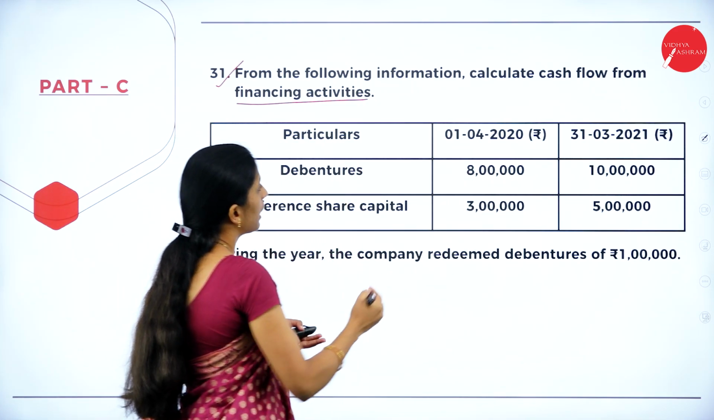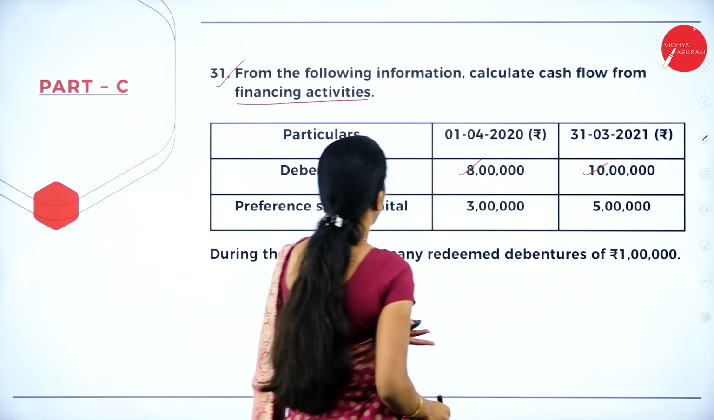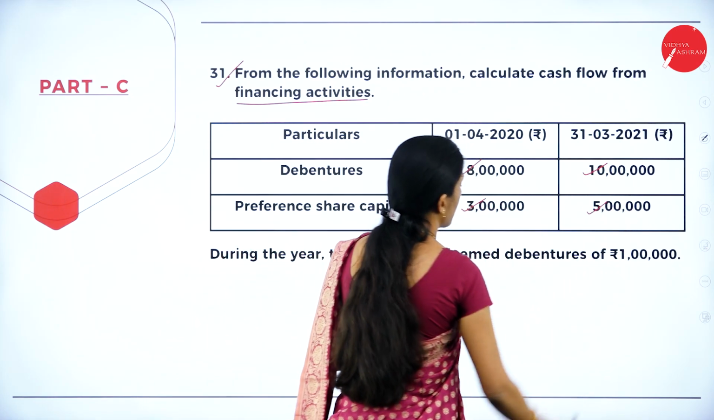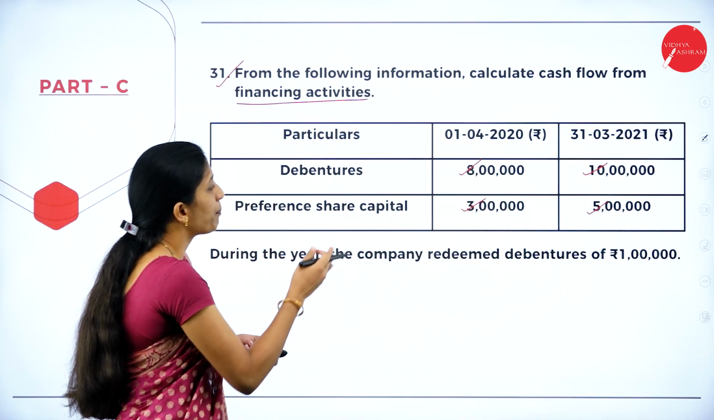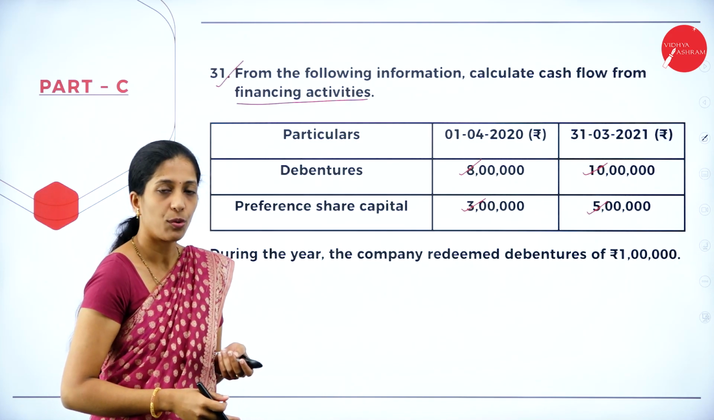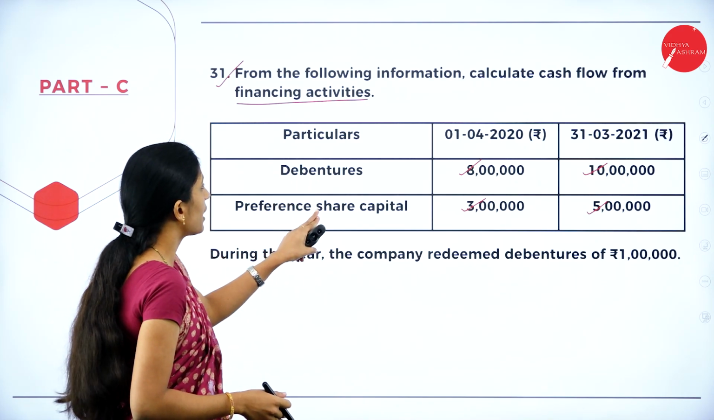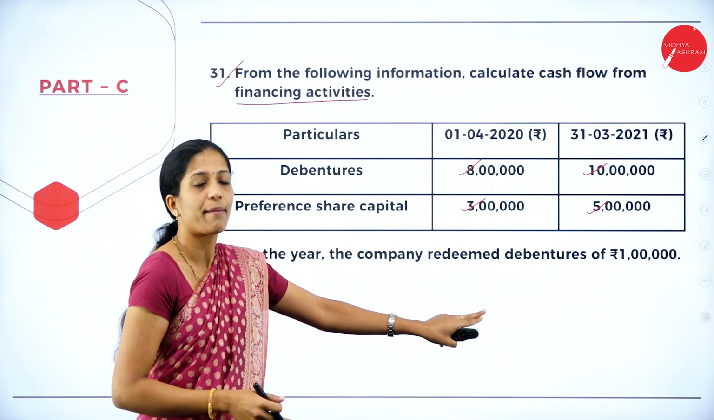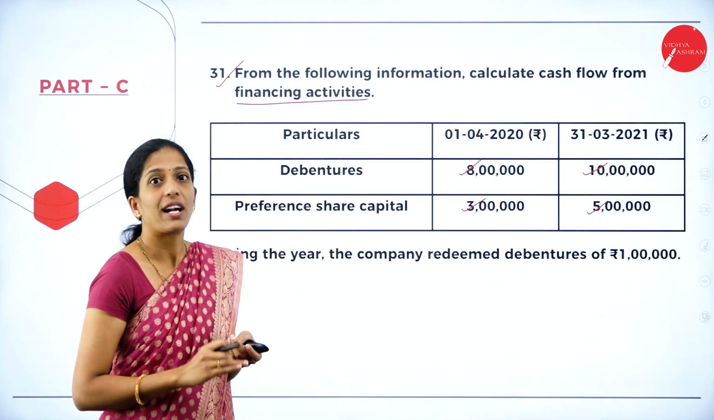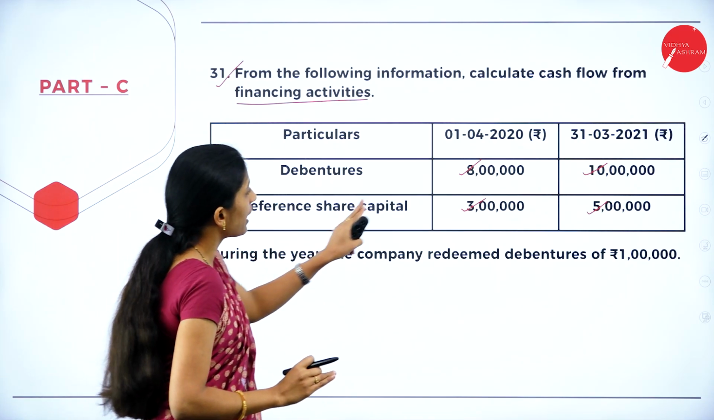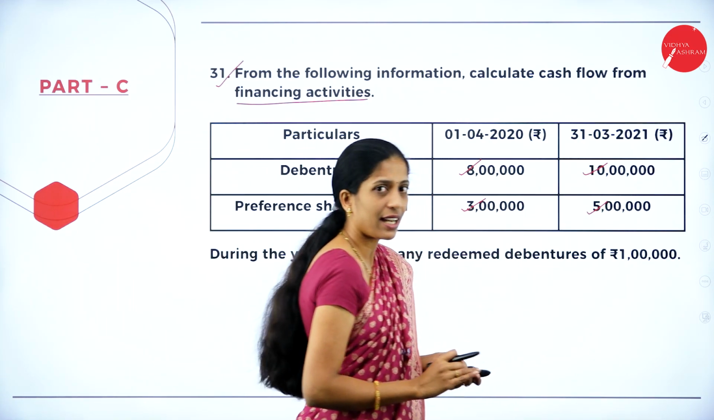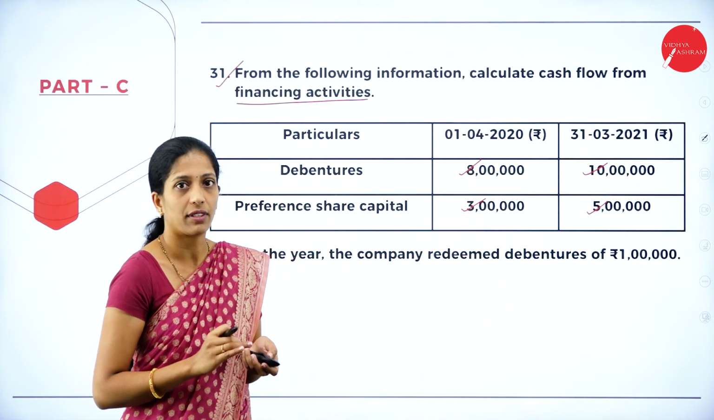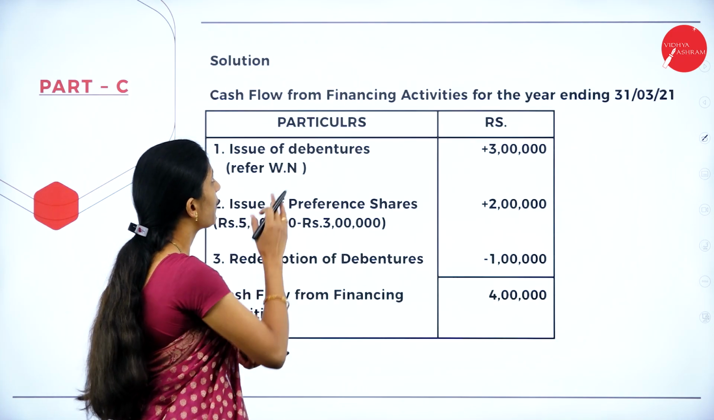Debentures, beginning it was 8 lakh, end it was 10 lakh. Preference share capital, beginning it was 3 lakh, end it was 5 lakh. During the year, the company redeemed debentures of rupees 1 lakh. So they have given debentures opening, closing, as well as redemption, so you have to provide a working note. Preference shares they have given beginning as well as ending, and there is no other information, so no need to provide a working note. So let us see how we have solved.